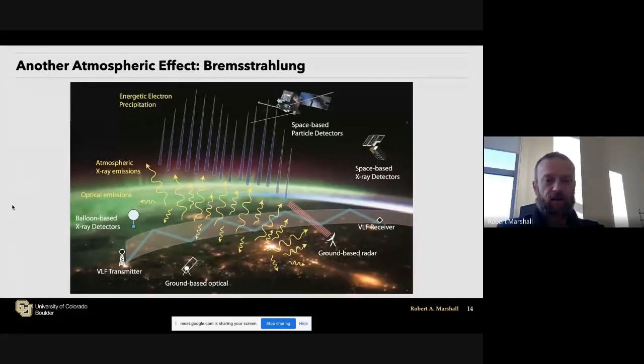So the other effect that I didn't really mention a couple slides ago then is Bremsstrahlung. And this is really where we're focusing with APEX and with this talk. So this diagram is highlighting all of these effects, a diagram that I put together a couple years ago, of effects and observation methods. And the squiggly yellow lines there in the middle are X-rays produced by the atmosphere.